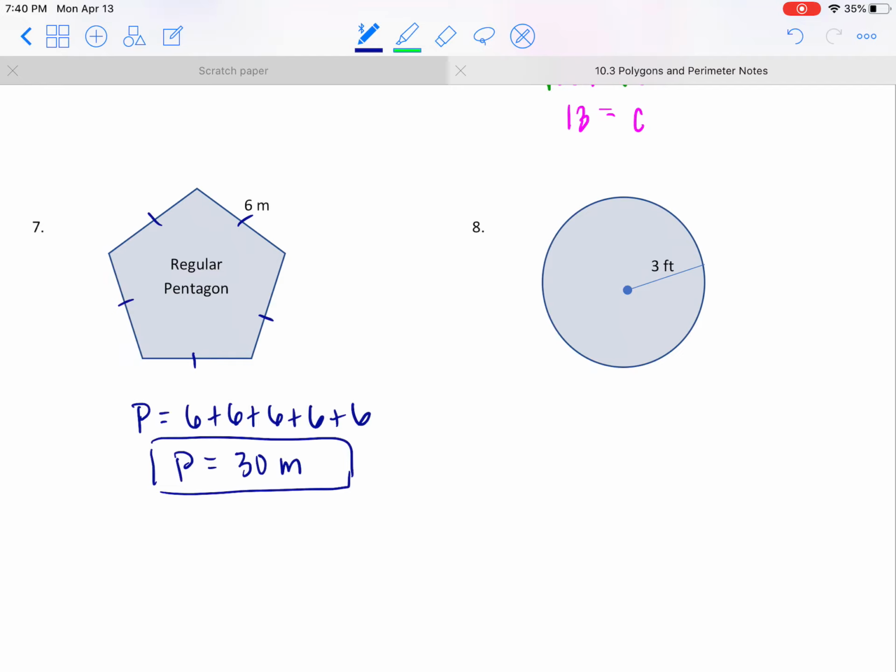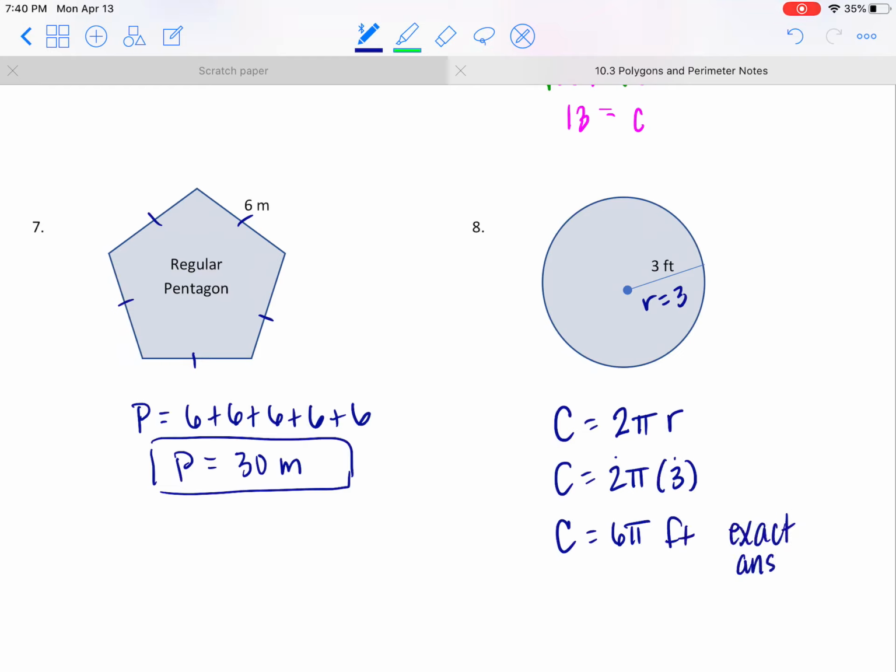Okay. Now our last one's not a polygon. So for a circle, when we find its perimeter, we call it circumference, and we're going to use a formula. In this case, we're given the radius is 3. If it went all the way across, we would call it diameter and use the diameter formula, but it's the radius here. To find the circumference, we multiply 2 times pi times radius. So 2 times pi times 3. The 3 times the 2 makes 6, so we could call this 6 pi, and that would be feet. This would be the exact answer, in terms of pi.